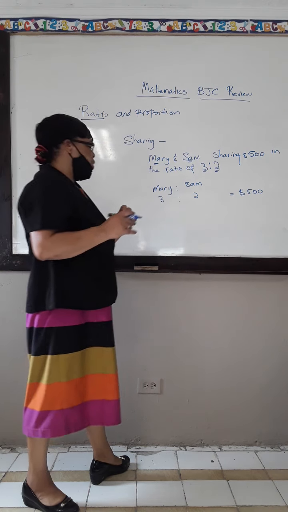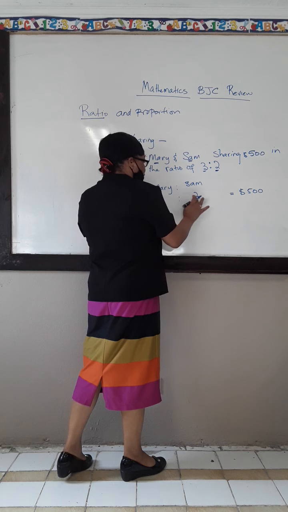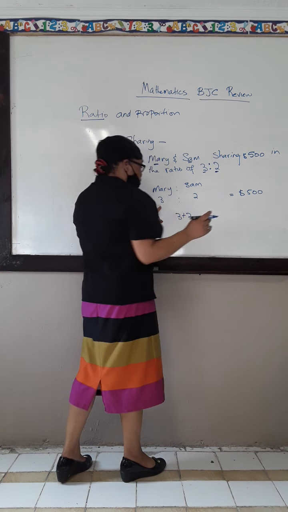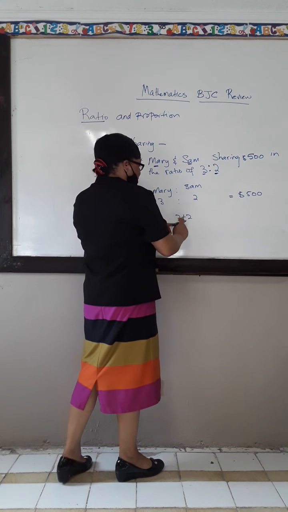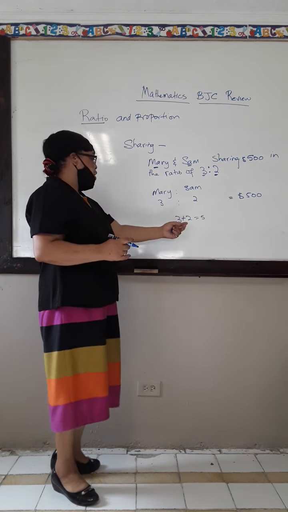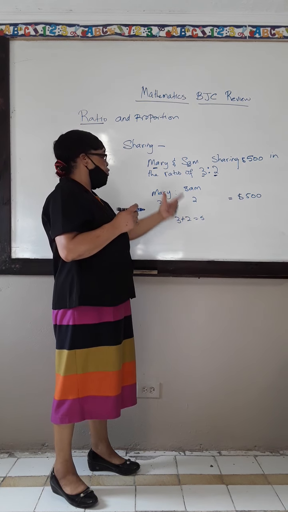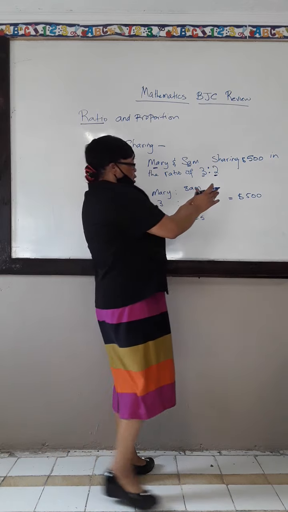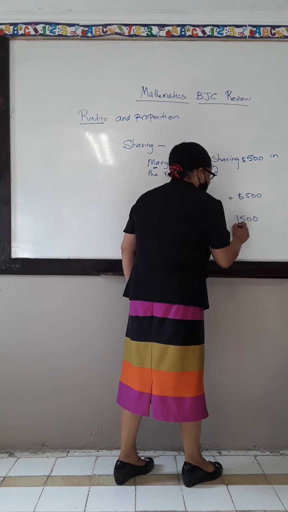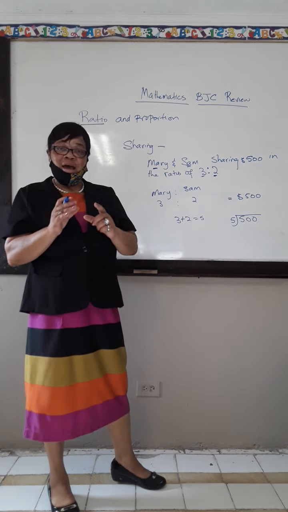So what do I have to do next? My next step is I'm taking the ratio 3 to 2, and so I'm looking at what am I breaking up the total into? 3 plus 2. I'm breaking up this total amount of money into 5 parts. 3 plus 2, 5. And so I'm going to now divide my $500, because this is the amount of money I'm sharing. Divide this 500 by 5.